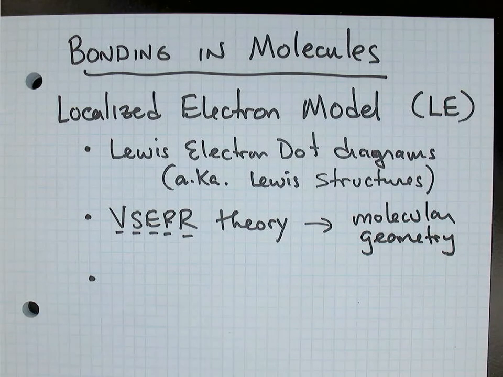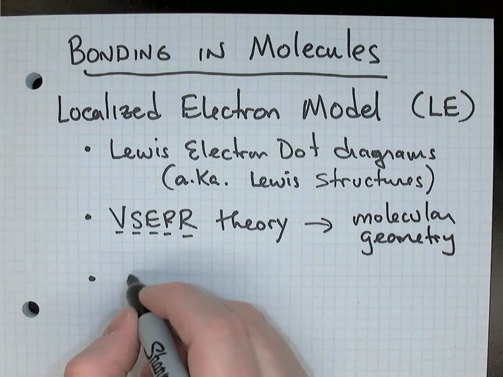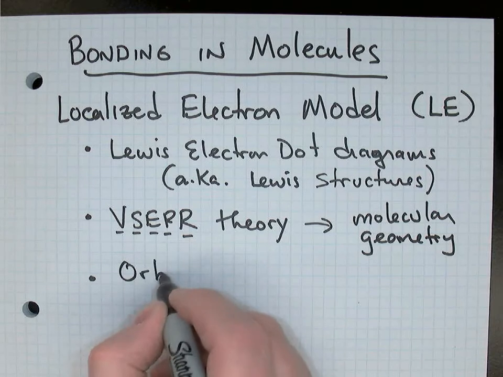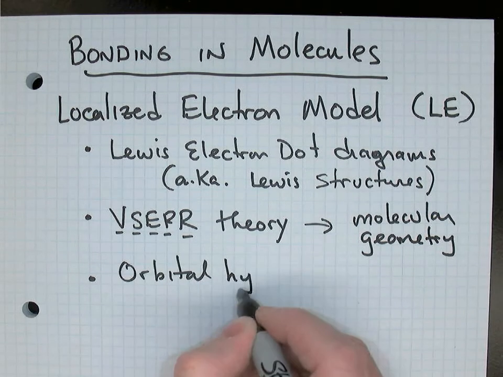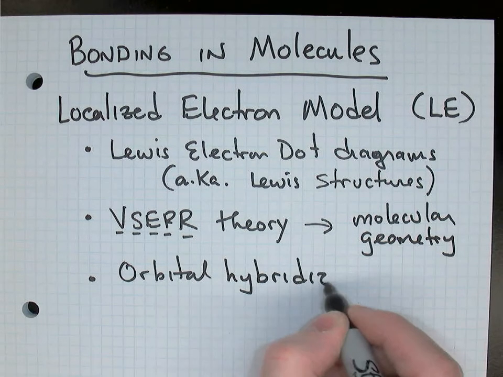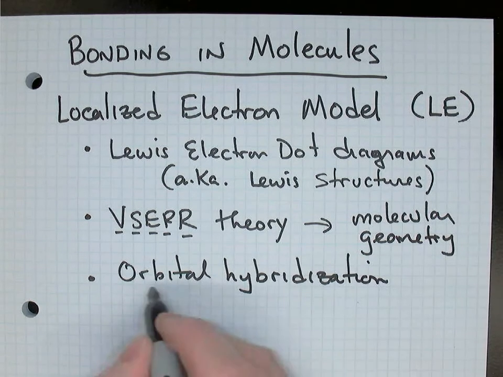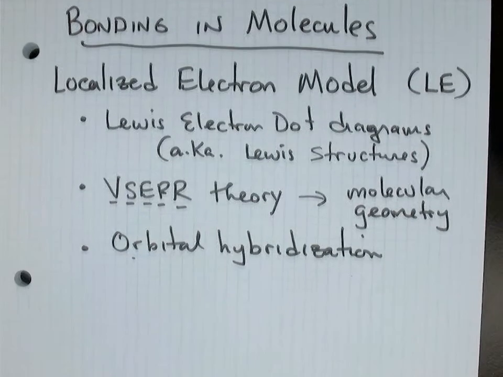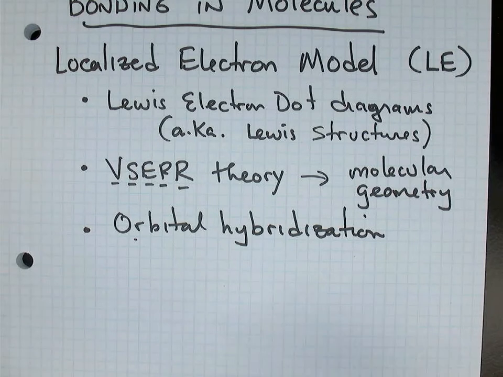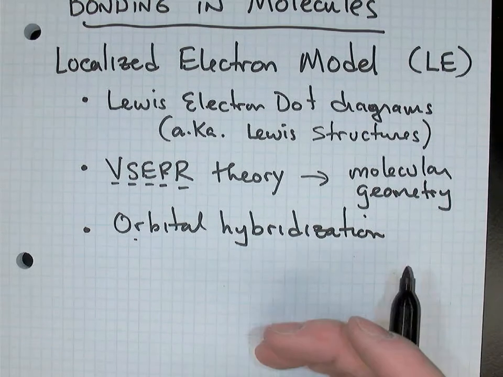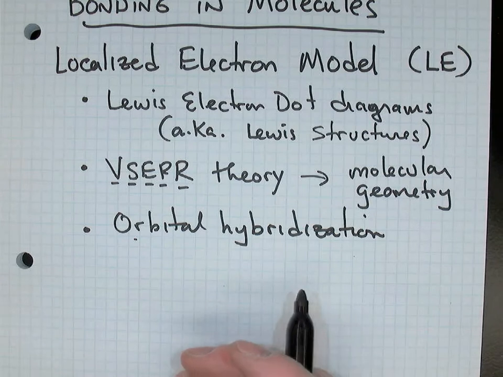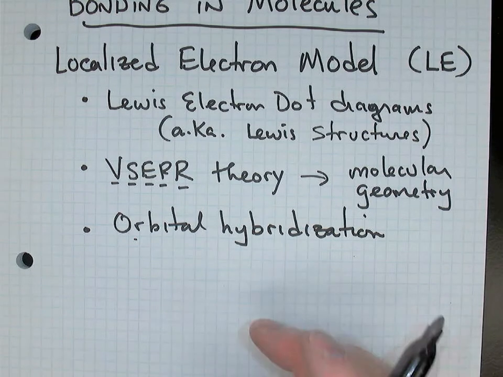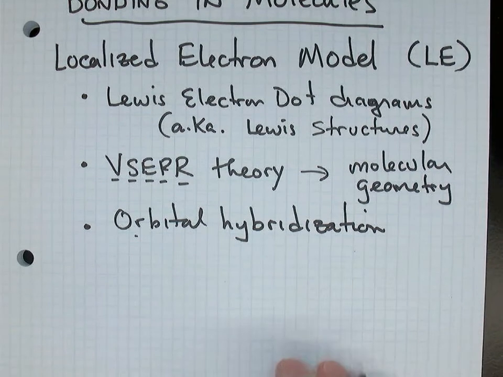Finally, we'll try to explain those geometries by something called orbital hybridization. We're going to try to save the view that valence electrons are in atomic orbitals, but to explain the geometries that we see from VSEPR theory, we're going to have to take atomic orbitals and hybridize or blend them to create new sets of hybrid orbitals in molecules.